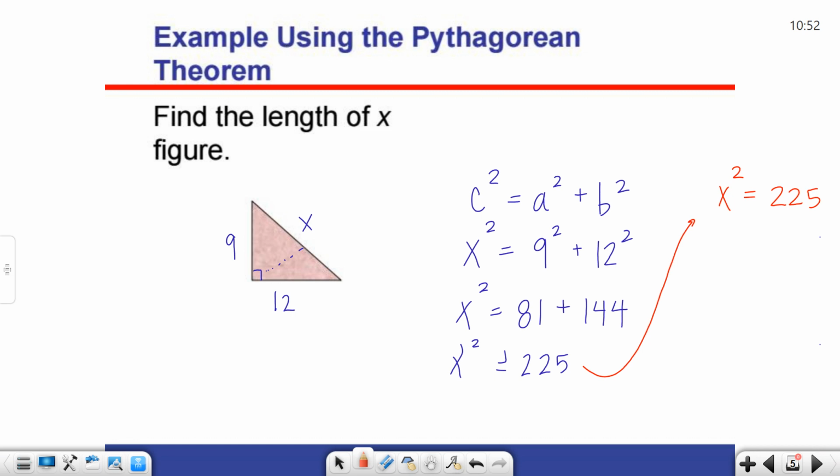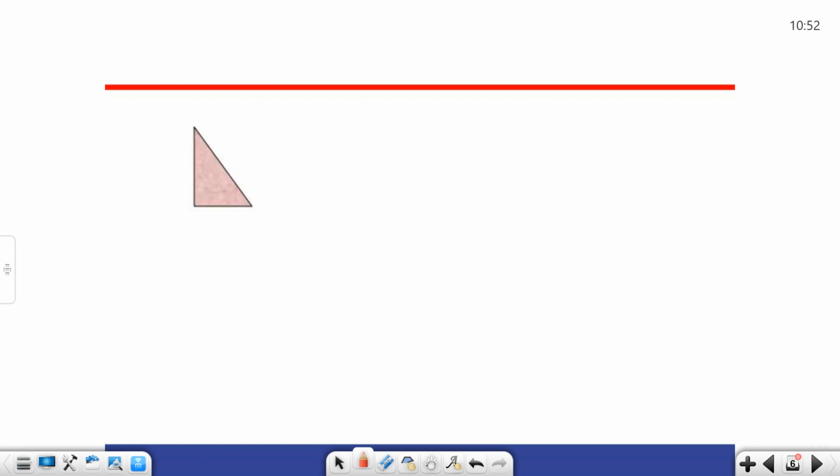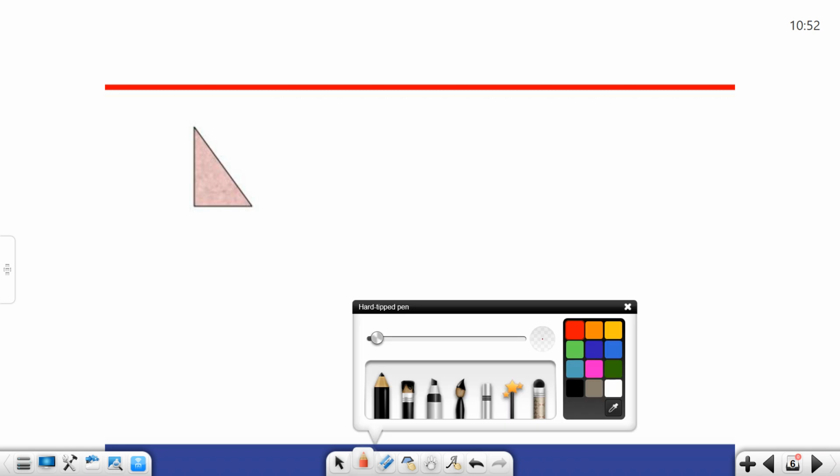So I get the equation that x squared equals 225. So to get x by itself, I can just take the square root of both sides. And the square root of 225 is 15, I believe. Yep. And so in this particular problem, x is 15, and that's your hypotenuse. The hypotenuse is always going to be longer than your sides. Okay, so let's try another one of those.